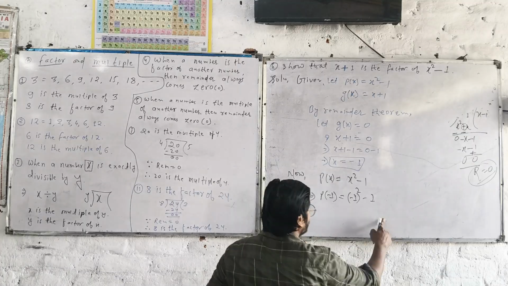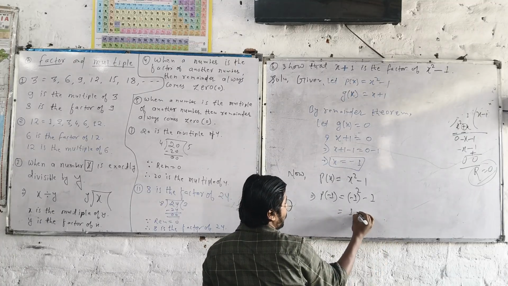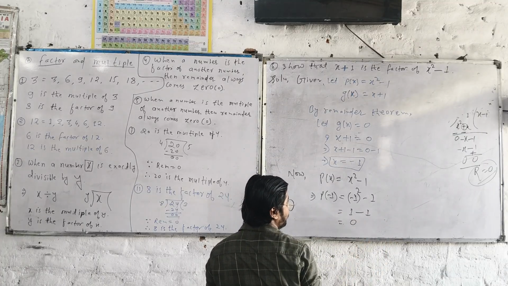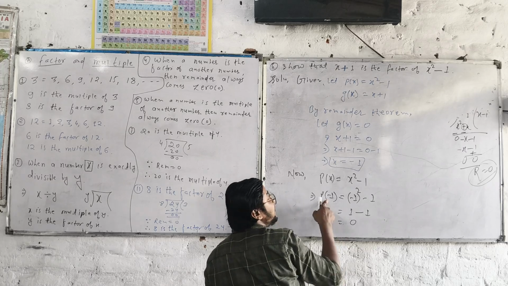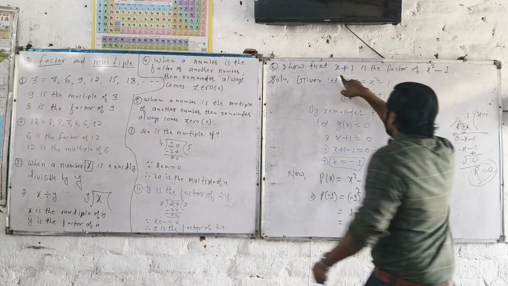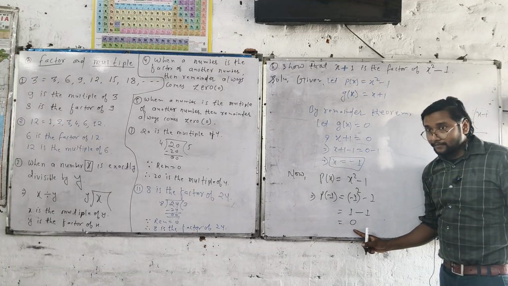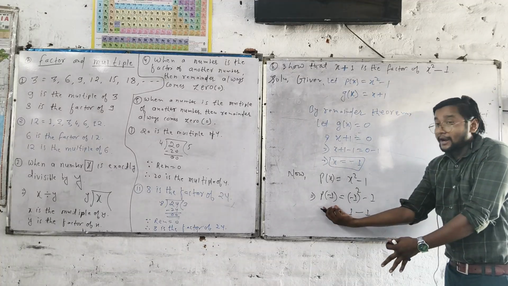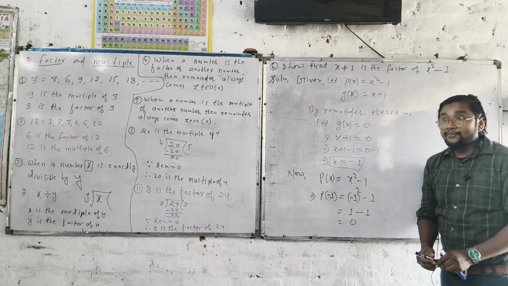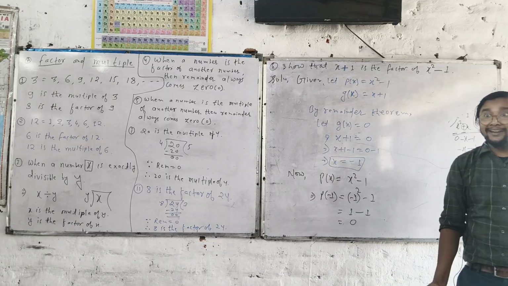So guys, what will you get here? 1 and minus 1. When a polynomial is divided by x plus 1, p(-1) must be 0. So what is p(-1)? What do you say about p(-1)? Of course, p(-1) is the remainder.